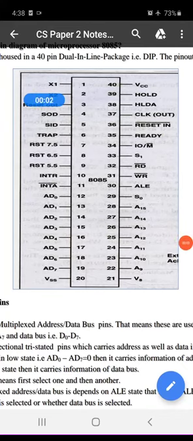Hello friends, in today's lecture we are going to learn about the pinout of 8085. As we learned from the features of 8085, the 8085 IC is available in a 40 pin DIP package, that is dual in-line package in nature. CMOS technology is used to build this IC. So these 40 pins are arranged.